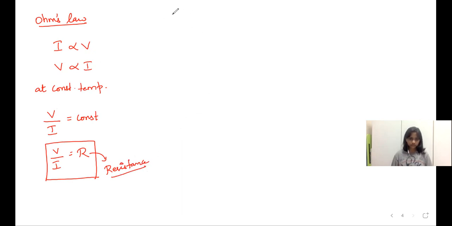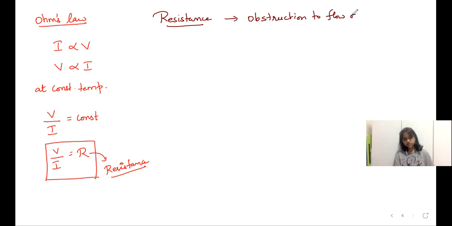What does resistance depend on? What is resistance? Generally, what is resistance? Like obstruction to the flow of charge. Good. Obstruction to flow of charge. So what obstructs the flow of charges? What does this resistance value depend upon?